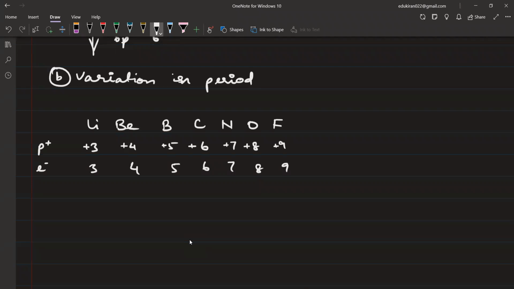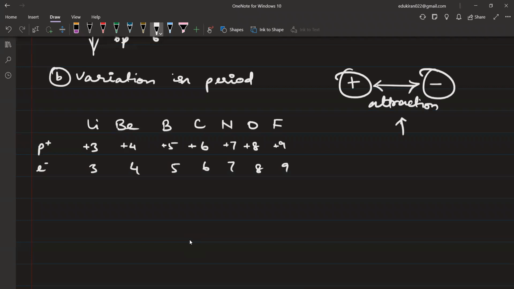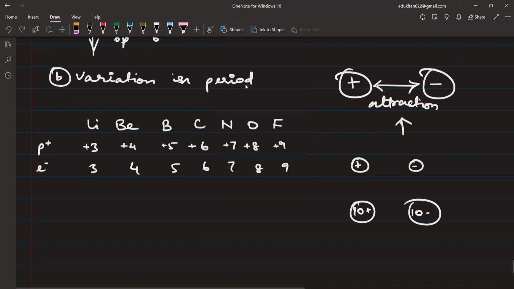Now I hope you can say that if I have a very large positive charge and a very large negative charge, then the attraction between them will be higher. Yes or no? Tell me. If I have one positive charge and one negative charge, and here we have 10 positive charges and 10 negative charges, then obviously the attraction with 10 and 10 will be higher, right?